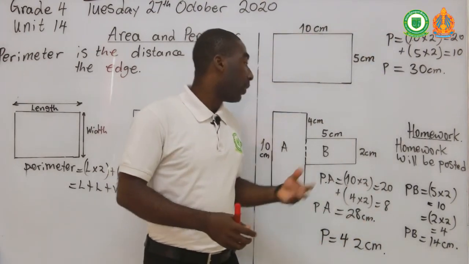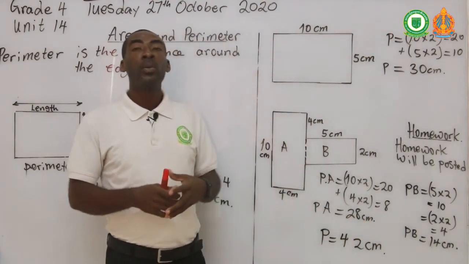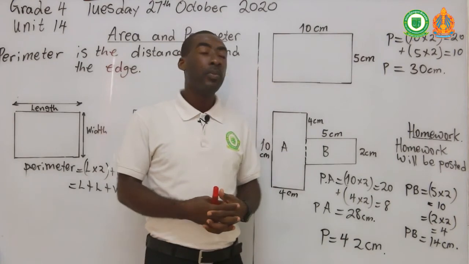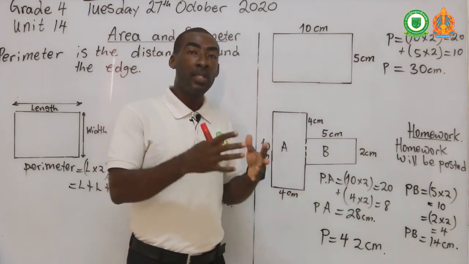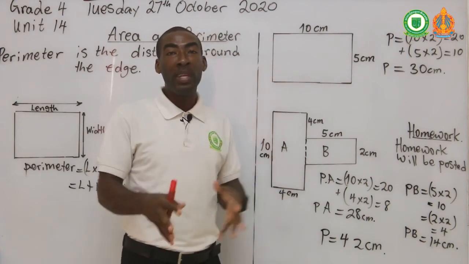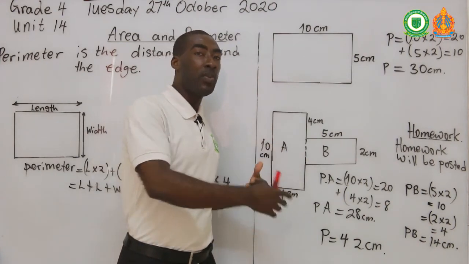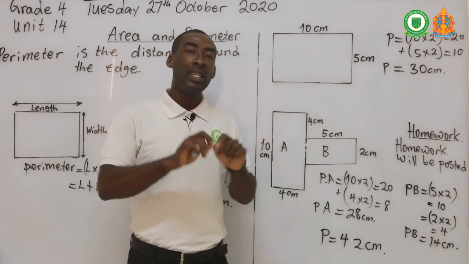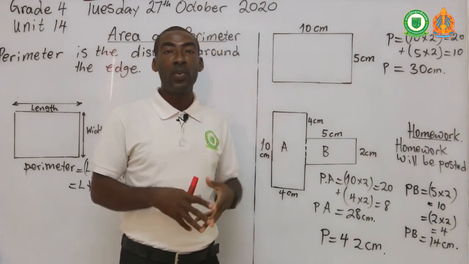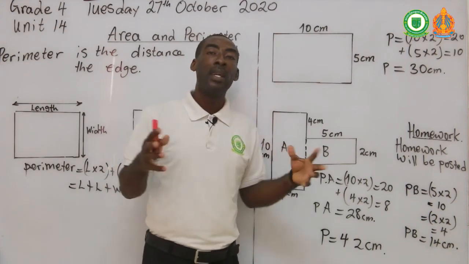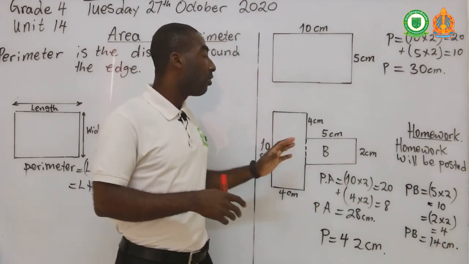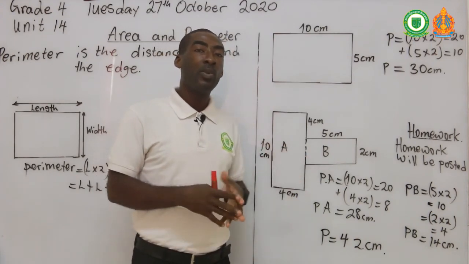When you are dealing with a composite figure, the best way is to demarcate. That means you have to segment, grouping them into smaller shapes that you can get a defined rectangle or square, so that you can look for the area of those squares and then put them together, or you look for the perimeters of those squares and then put them together.